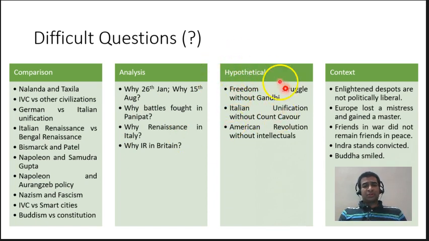The next type of questions are called hypothetical questions. A hypothetical question is something which has never happened. None of the history textbooks talk about hypothetical questions because history is based on facts and figures. So history is like a science. It only talks about those events which have happened, not those events which could have happened. Just to give an example, everyone knows that Gandhi played a very important role in our freedom struggle. But the question being asked is how that freedom struggle would have been different without Gandhi.